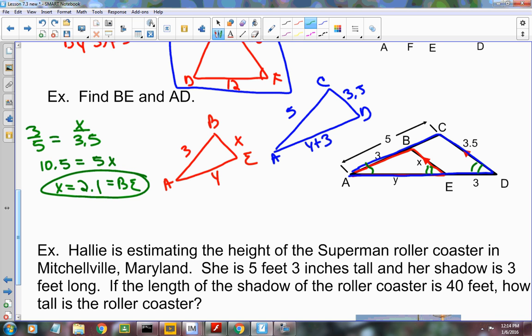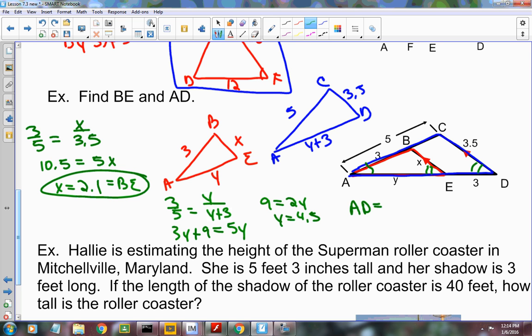Okay, what about Y? Got to set up a proportion again. Okay, how am I going to set it up? 3 is to 5. Y is to Y plus 3, right? So again, we cross multiply. We end up with 3Y plus 9 equals 5Y. We're going to subtract 3Y from both sides, so we get 9 equals 2Y, and so Y is 4.5.